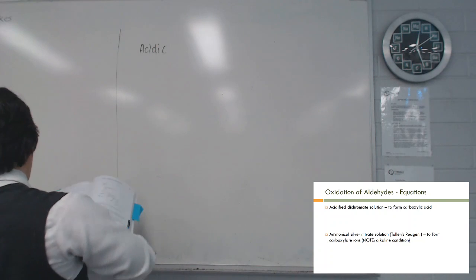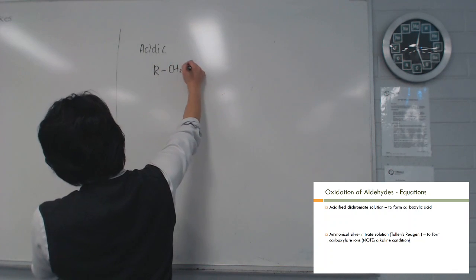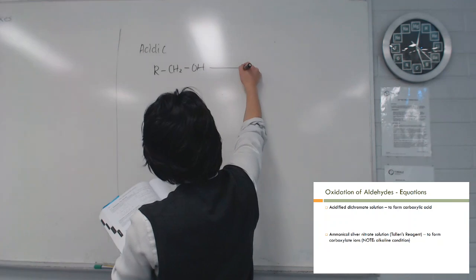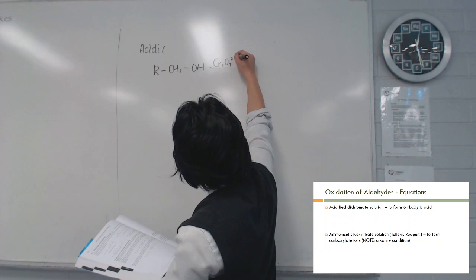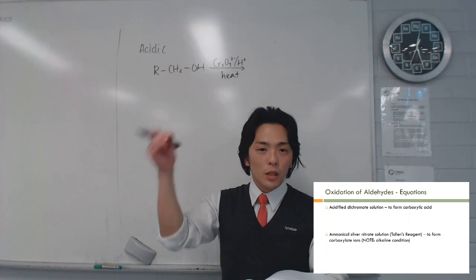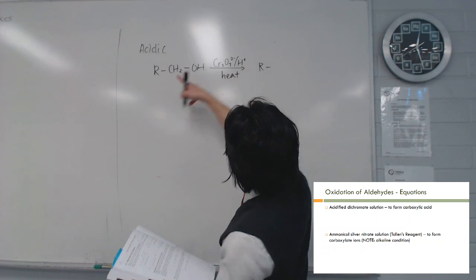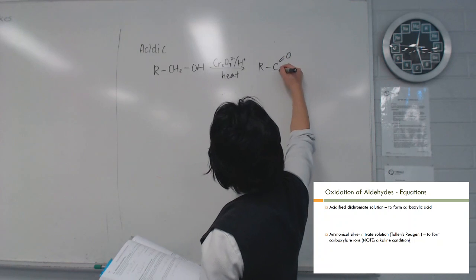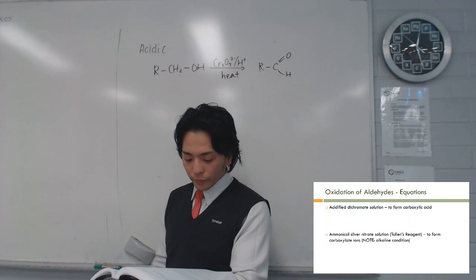So in acidic condition, you will be using OH. The reagents that you're using will be Cr2O7 2- acidified, add a bit of heat, as we did with the Bunsen burner just then. The result would be that the carbon is still there, and instead of a single bond to oxygen, now it's a double bond.